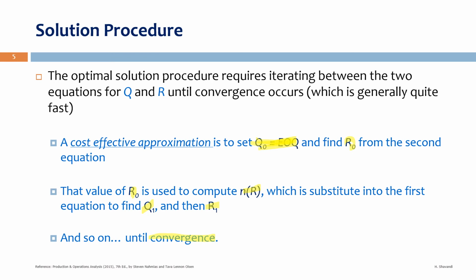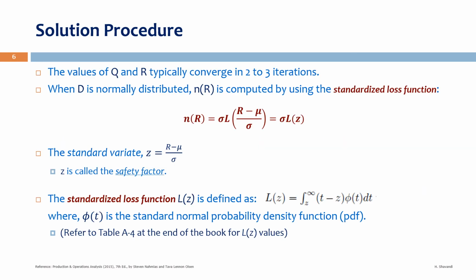Okay, so in the solution procedure, by having an r, we need to obtain nr. So let's see how we can do this. We obtain nr by using the standardized loss function. So nr equals sigma times L(Z). Sigma here is the standard deviation, and L(Z) is called the standardized loss function.